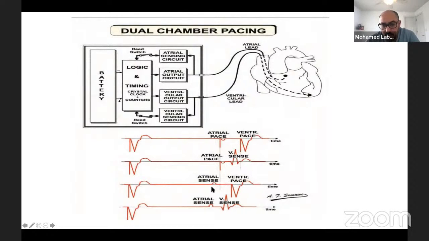In the third example, you have an atrial native beat that happened. The device waited for the atrioventricular interval, and it says, okay, nothing happened in the V, it's time for me to pace. In the fourth example, which can be in the same patient, atrial activity happened and ventricular activity happened, and the device didn't need to do anything.